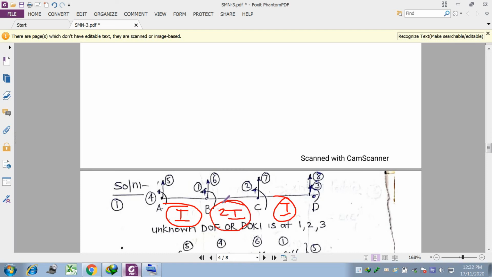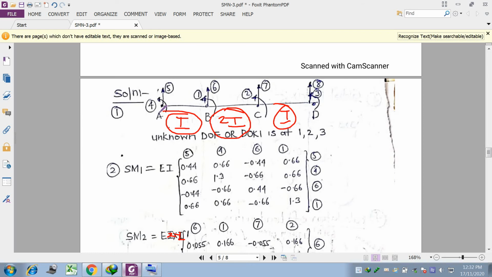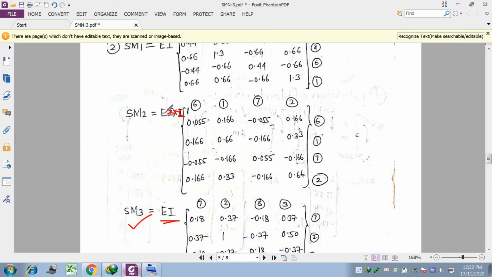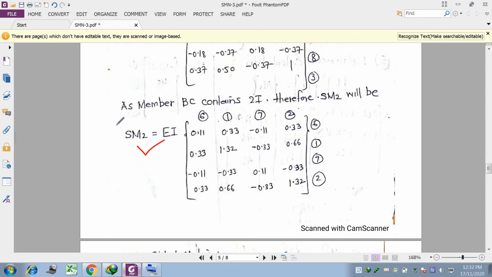So you have to calculate the structural matrix for each member connected to the beam. Okay, so here there are 3 members, so therefore the structural matrices become 3. Now next is the global matrix. As we know that we have to calculate the 3 unknowns, so therefore the global matrix is a 3 by 3 matrix.